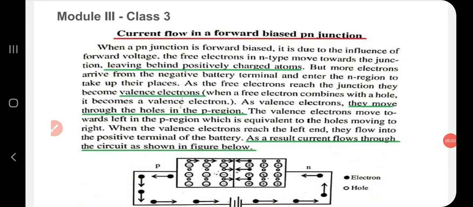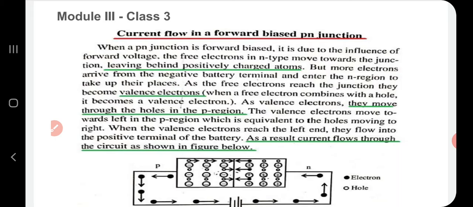Good morning, all. This is the continuation of our last class on Module 3 Electronics. That was class 2, and now this is class 3. So, in the last class, we studied two definitions, right? Drift current and diffusion current.